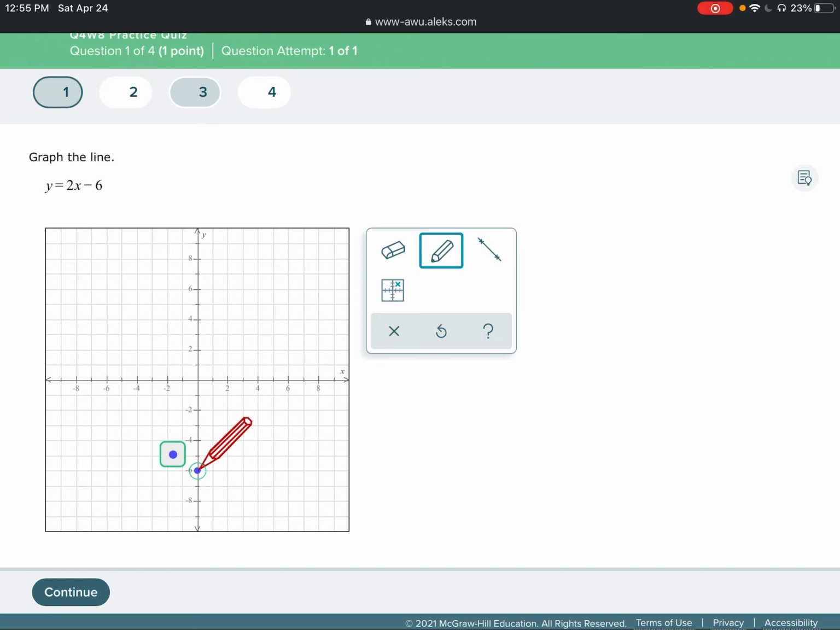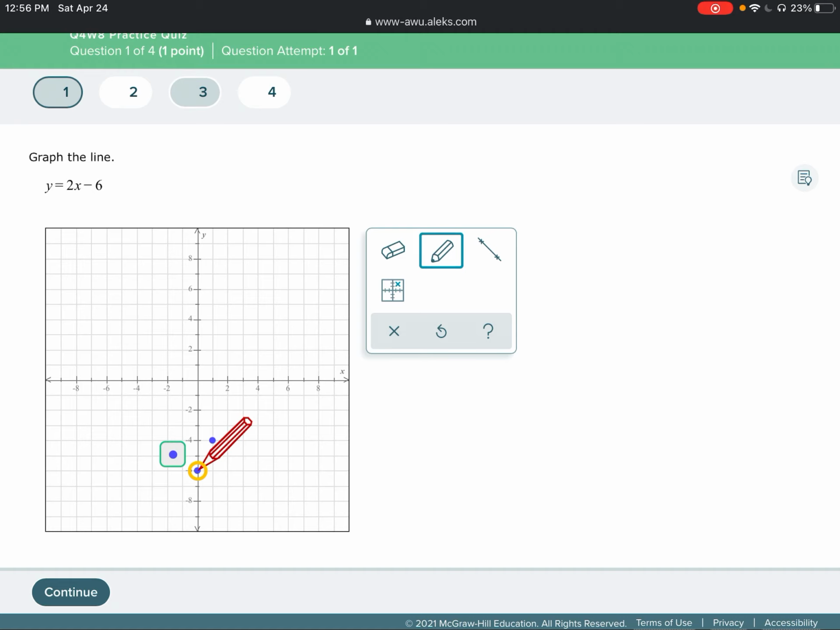Then you say, okay, my slope is 2x, so the number 2 is what you need to know. If you just have the number, you go up 2, because it's positive, and then over 1. It's something over 1. If it was 3, I would have gone up 3 over 1. If it was 4, up 4 over 1. It doesn't matter. If it's just a number, you do something over 1.